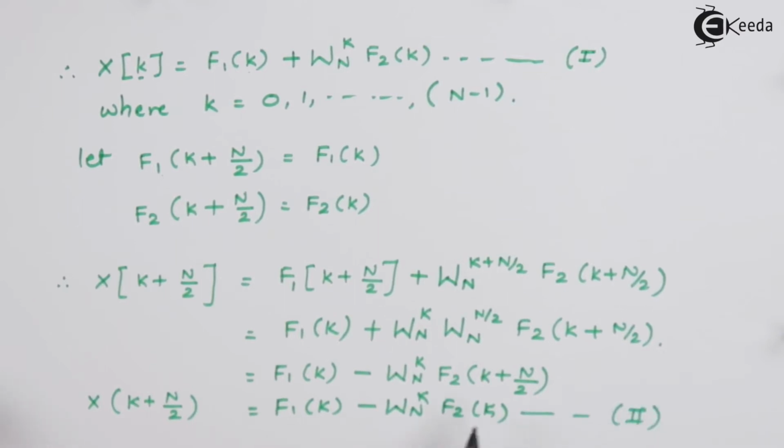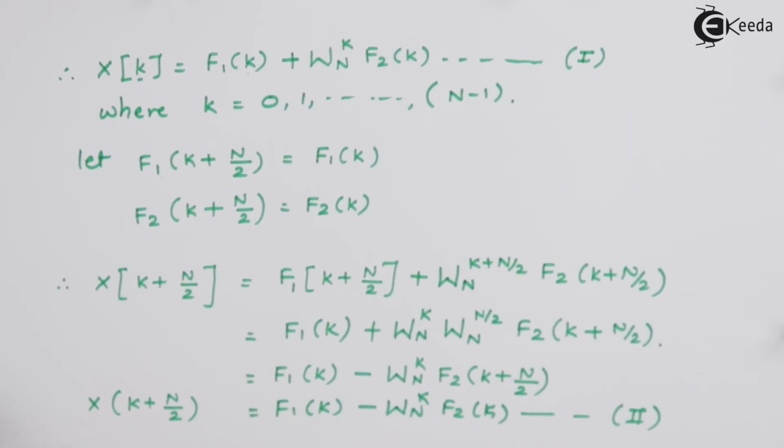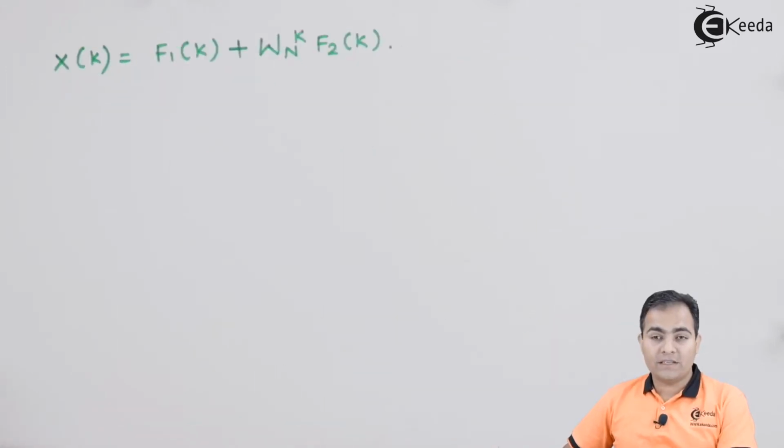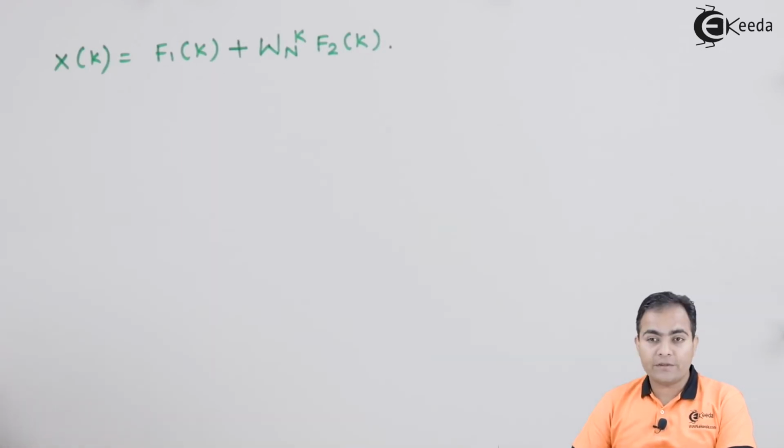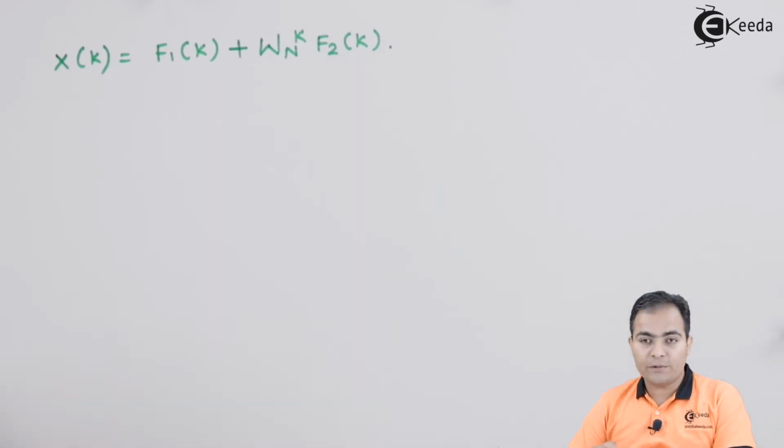So this is nothing but my equation number 2. And on this basis, using equation number 1 and equation number 2, I'm going to plot the structure or butterfly diagram for the 8-point DIT-FFT. So basically our function is divided into two parts, even part and odd part. Then what is the value of the sequence which comes in f1 of k and in f2 of k?